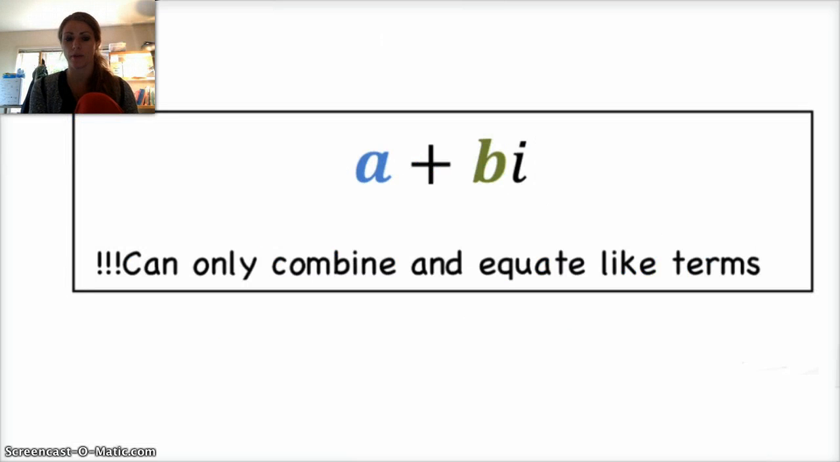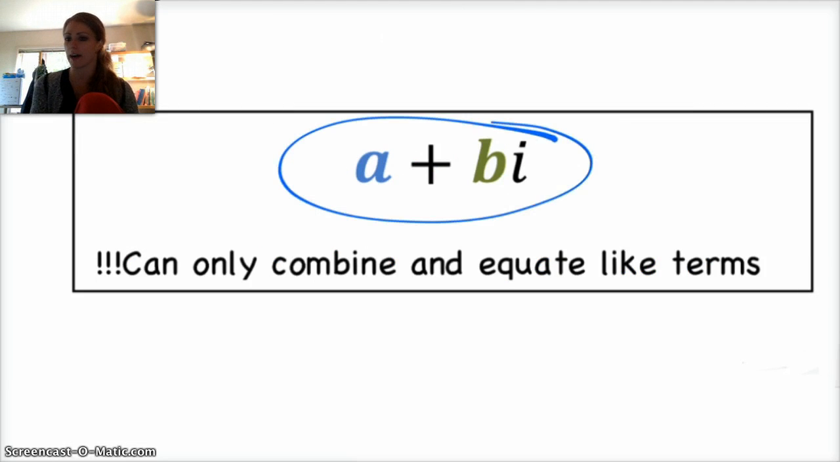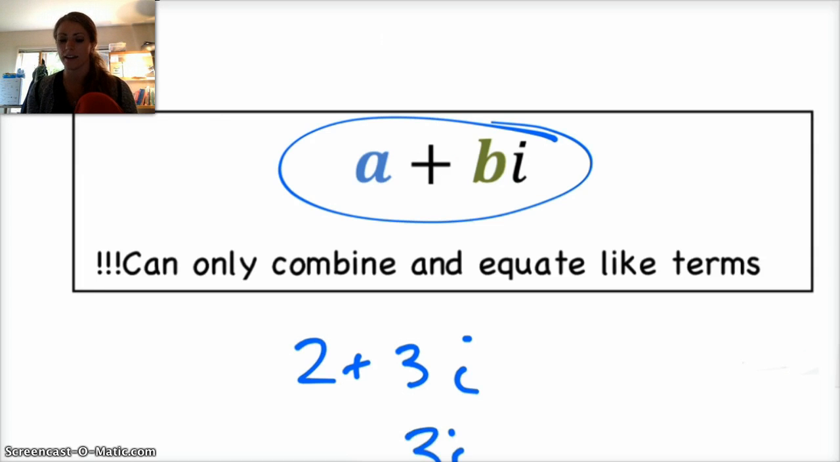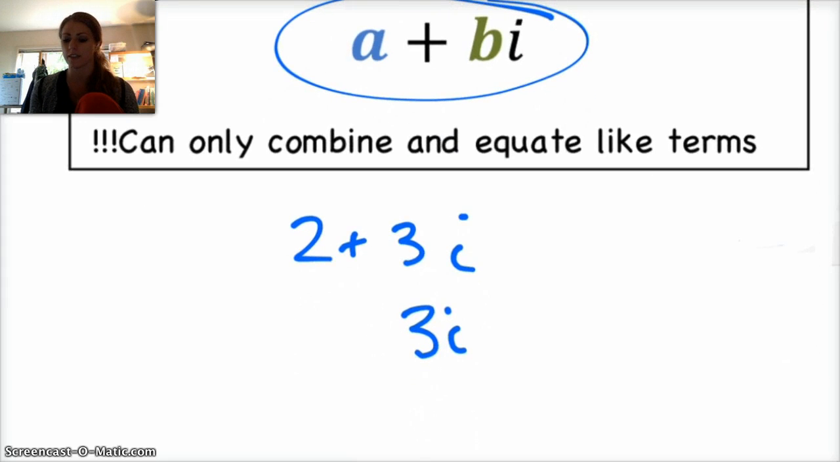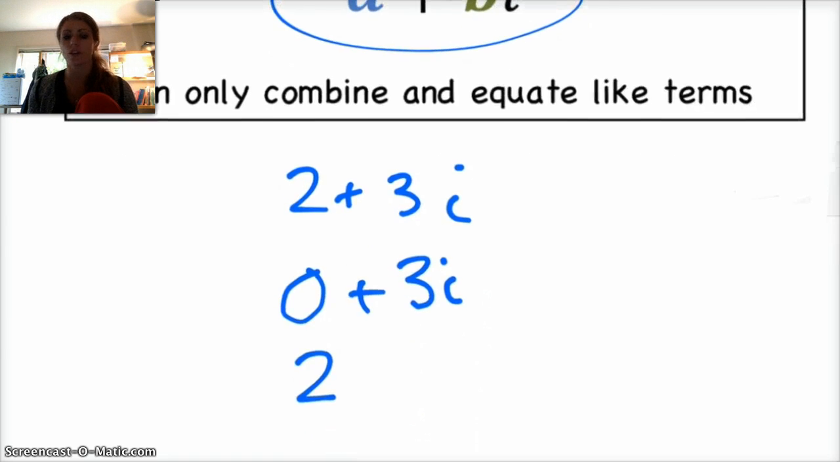So any complex number can be written in this form, a plus bi, where a is a real number and b is also a real number. And so basically, 2 plus 3i is a complex number. 3i is a complex number because a is just 0, so it's still a complex number. And a real number like 2 by itself is also a complex number because the b part is just 0, because it's plus 0i.